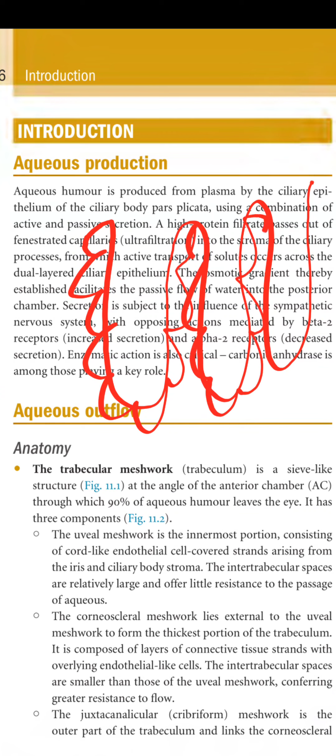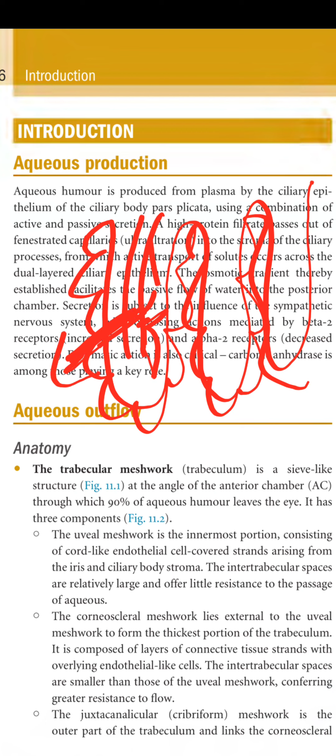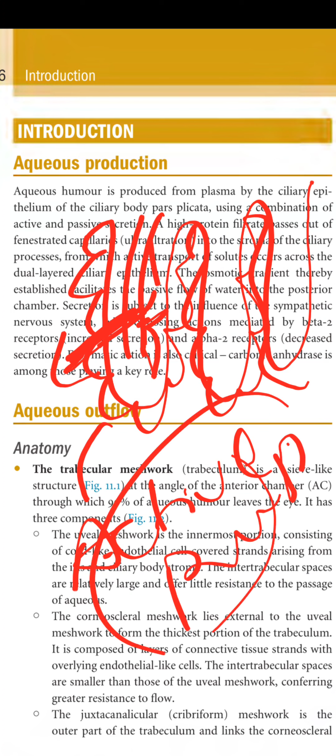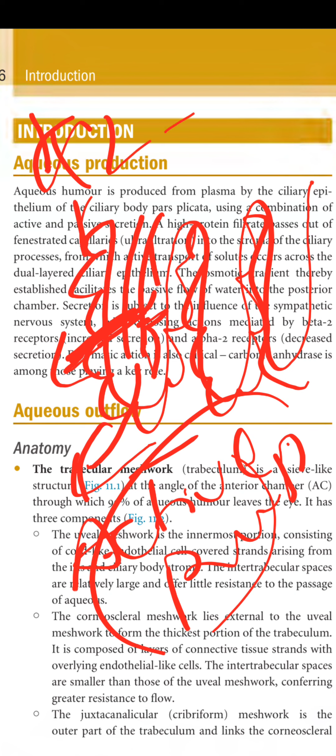So what happens is that there is a stroma, and the plasma, it has fenestrated capillaries, meaning that they are porous. So fluids leak out of these fenestrated capillaries, and they go on to the epithelium, where they are secreted by the active pump. But after that, when a lot of material goes in, then the water also comes with the passive flow. So these secretions are basically mediated by the sympathetic stimuli, alpha 2 and beta receptor.